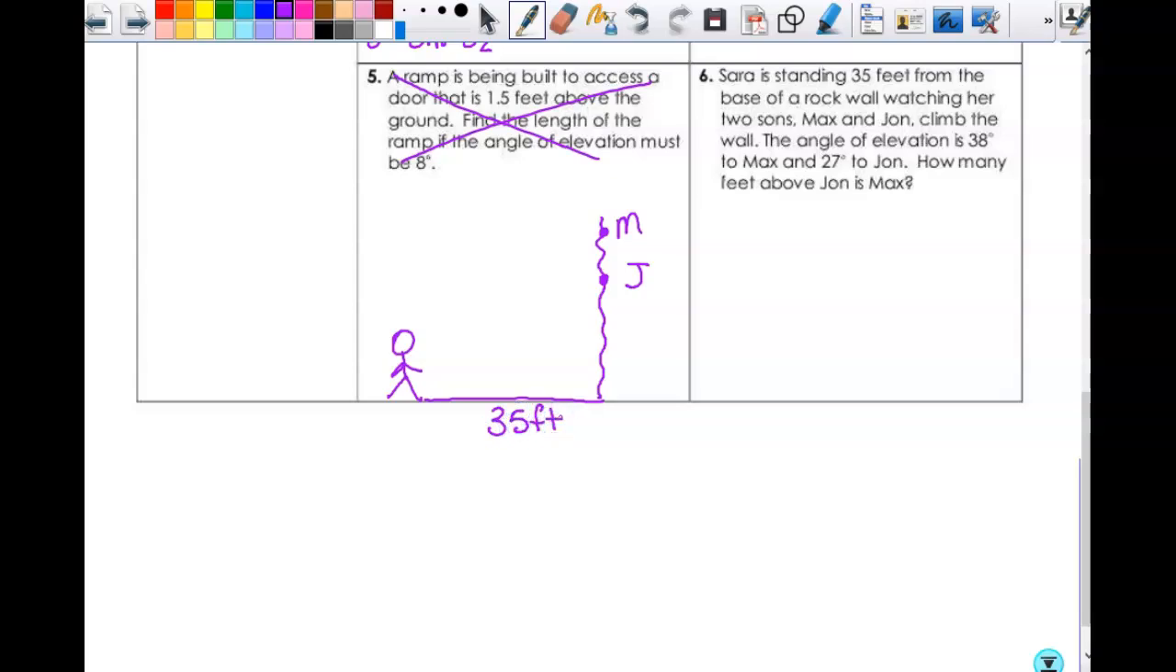And it says the angle of elevation. It doesn't say the angle of elevation from her eyes. It just says the angle of elevation, not from her hand, not from anything. So when it just states the angle of elevation, then it's going from the ground. That's just the way it is. So the angle of elevation is 38 degrees to Max, and then 27 degrees to John. So this is 27 degrees. This whole thing here is 38 degrees. And I want to know this distance right here.